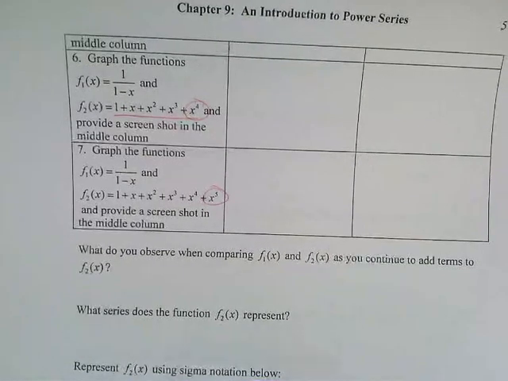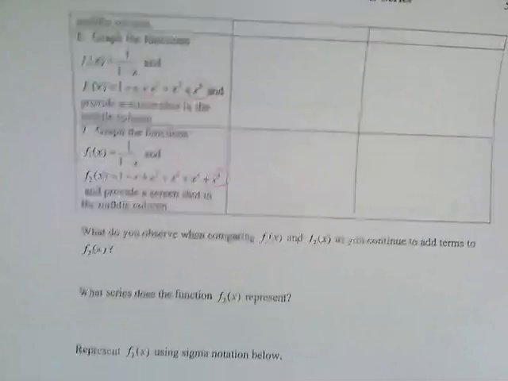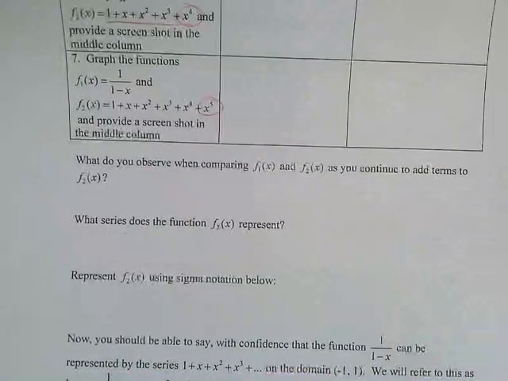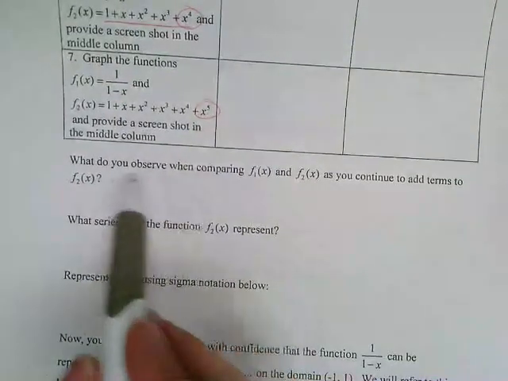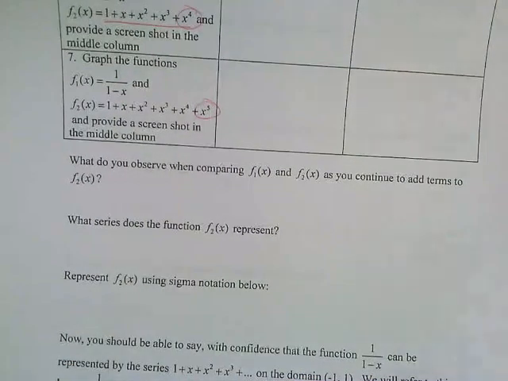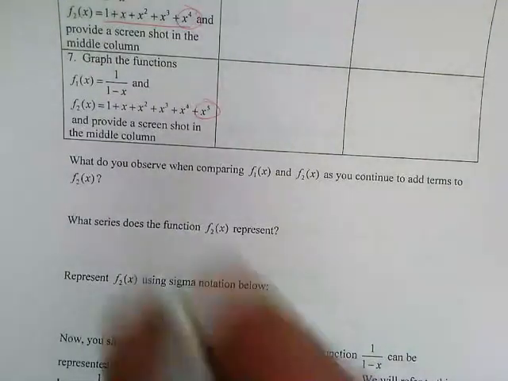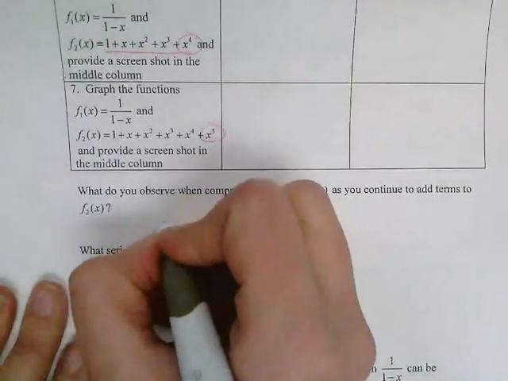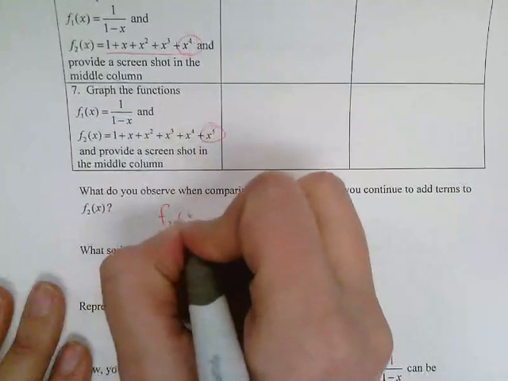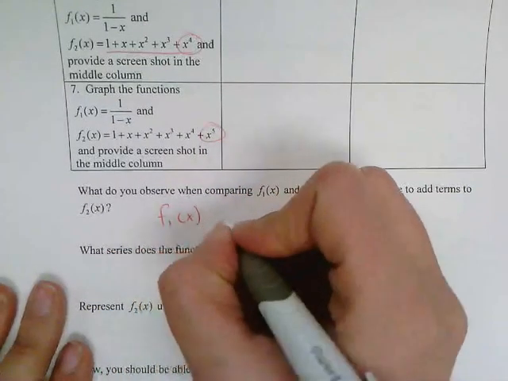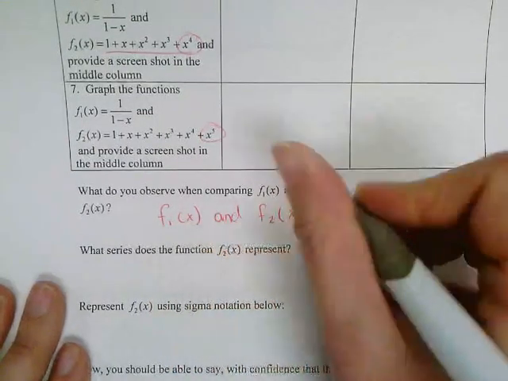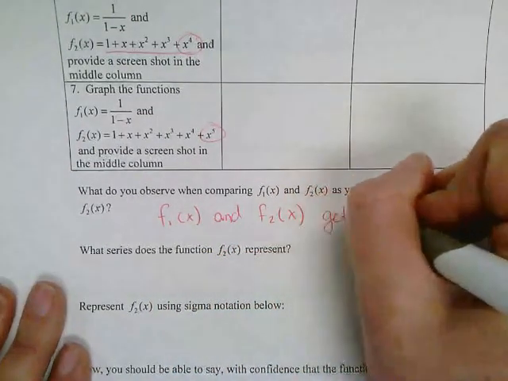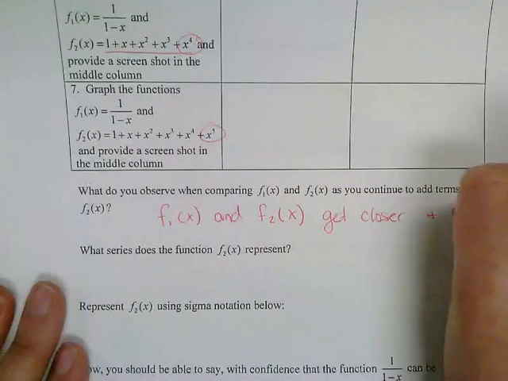All right, and we'll answer these questions tomorrow in class together. Because this is an introduction, I don't want it to be too long, but you can, of course, answer these questions on your own, okay? But one thing that we do want to observe, and if you don't observe this, then you're doing something wrong, is that f1(x) and f2(x) get closer and closer.